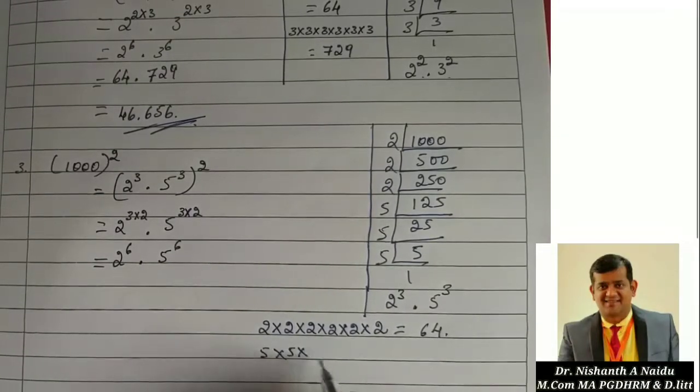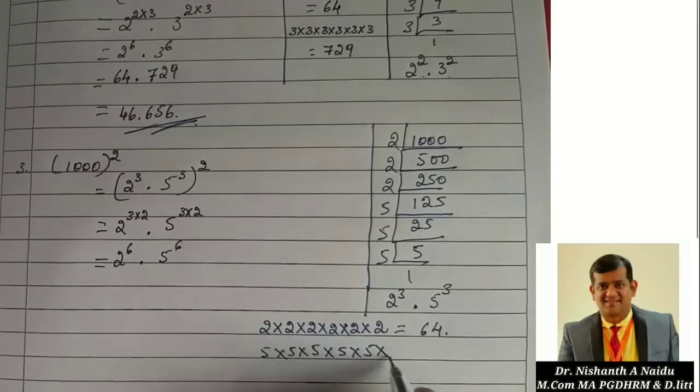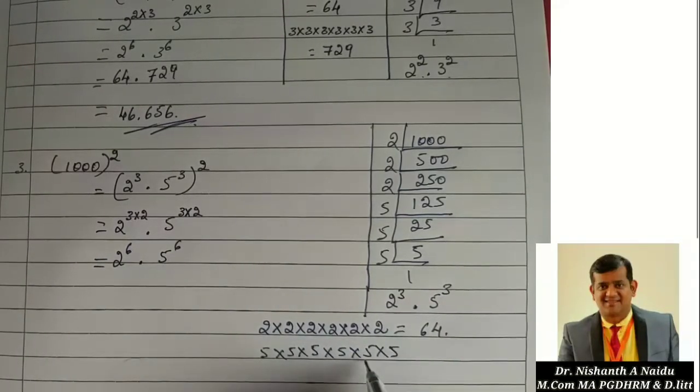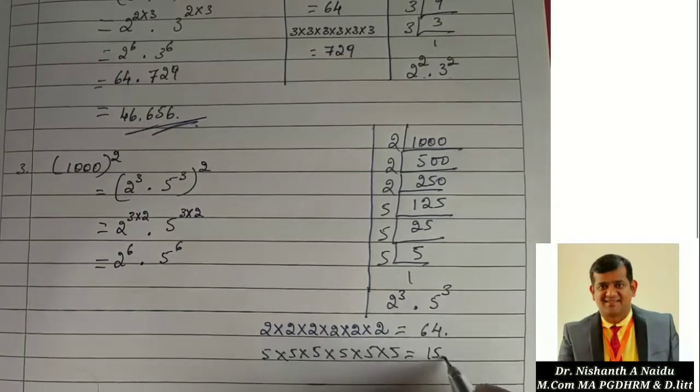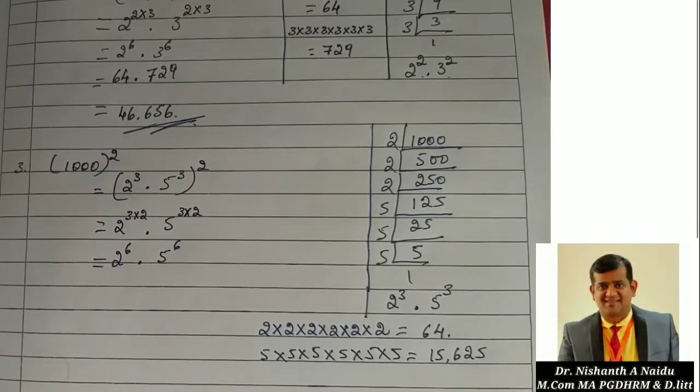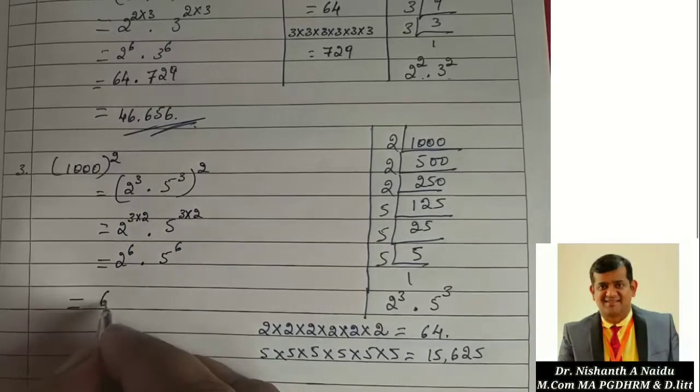So next 5 to the power of 6. 5, 1 2 3 4 5 and 6. So you are going to get 15,625. Okay. So now take the answer over here.